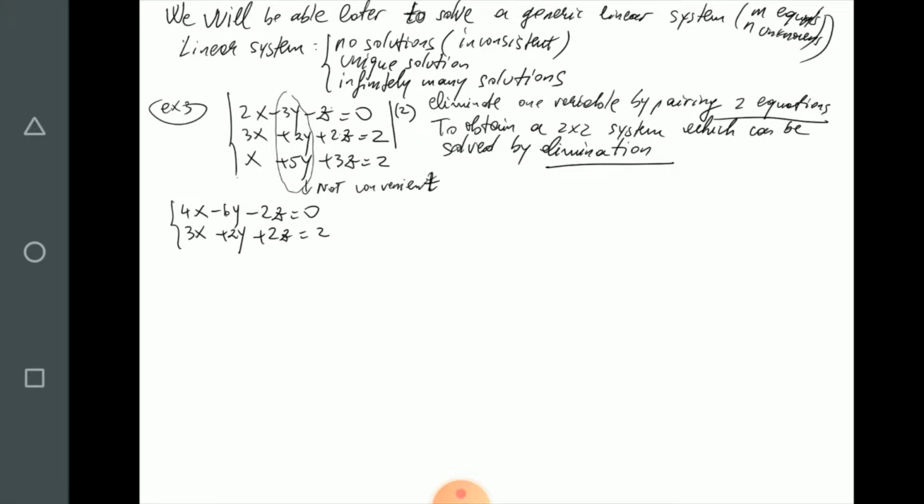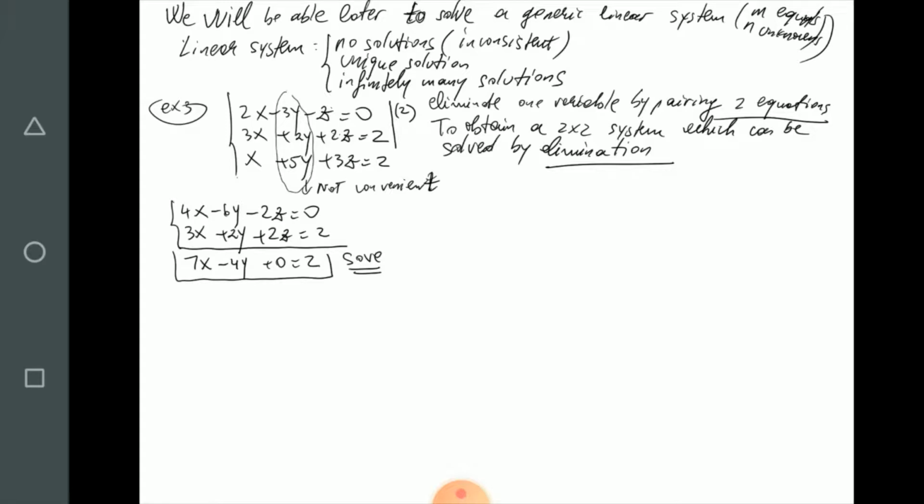And then we just add the 2 like before. Plus 0. And I'm going to save this equation for later. That's an equation in x and y. Now I have to use another pair of two equations.